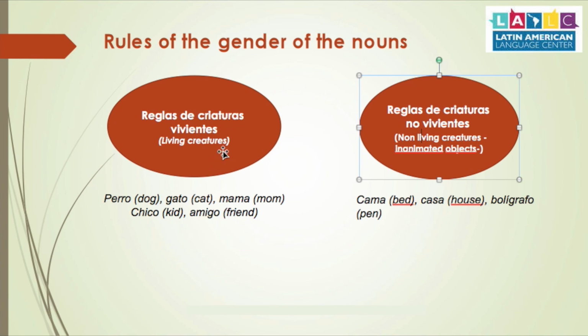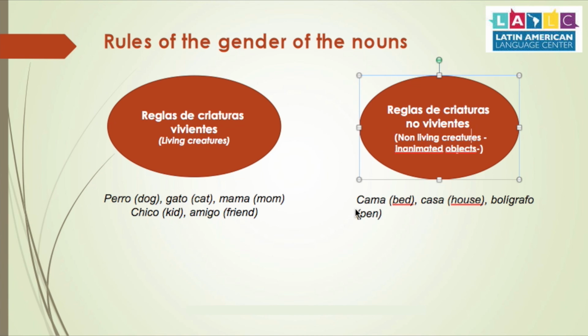So let's check it out. For example, perro means dog. Gato, cat. Mama, mom. Chico, boy. Amigo, friend. Okay, so are all these ones living or not? They are living, right? So these are called criaturas vivientes. Criaturas vivientes, because they are living, okay?